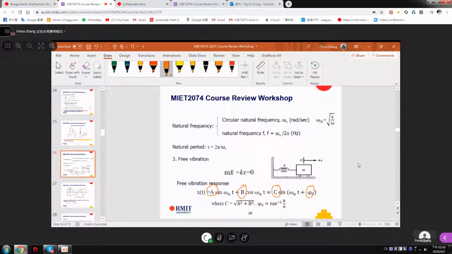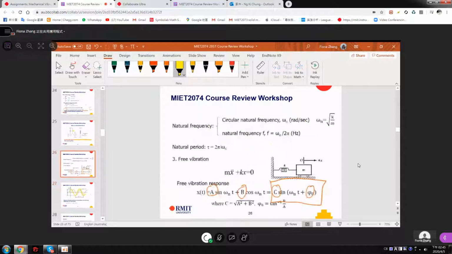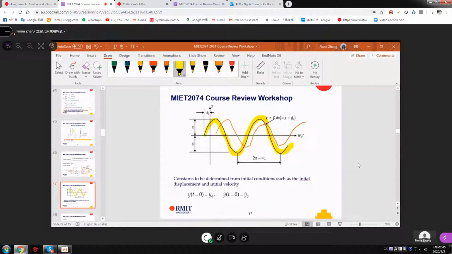So we can take a look at this one. This is in a sine form, a sinusoidal form. C is the amplitude. Omega n is related to the frequency. From here, 2 pi is one cycle. t is the time. Phi is the phase.